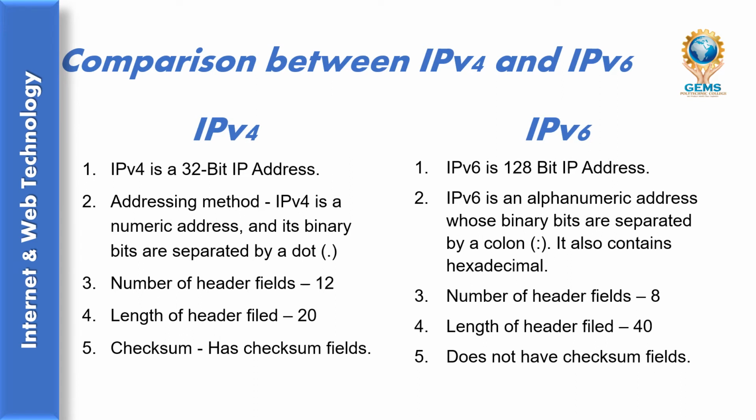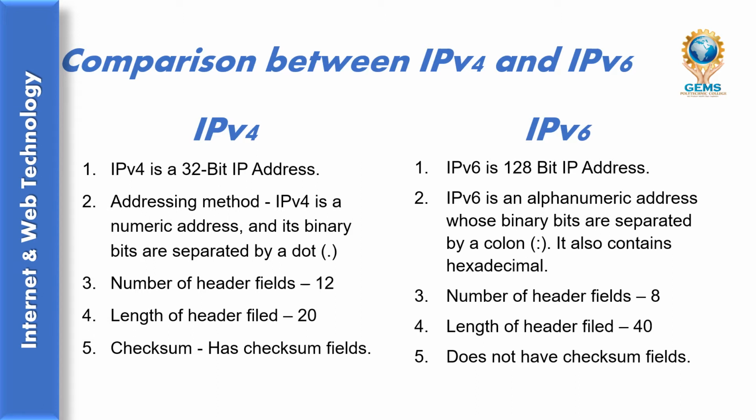Now we will see the comparison between IPv4 and IPv6. IPv4 has a 32-bit IP address, but IPv6 has a 128-bit IP address. The addressing method of IPv4 is a numeric address whose binary bits are separated by a dot. But IPv6 is an alphanumeric address whose binary bits are separated by a colon, and it also contains hexadecimal.